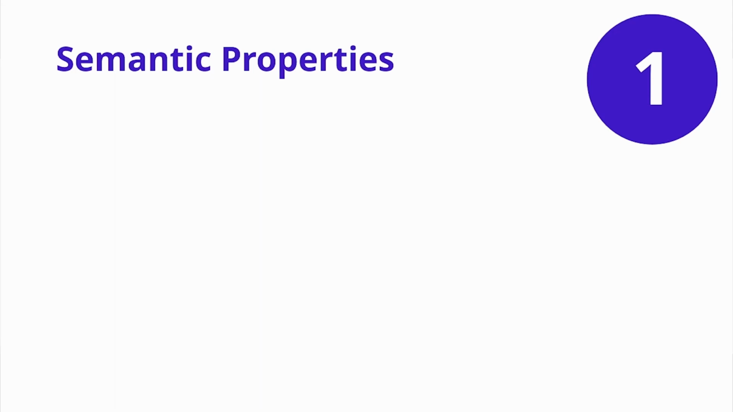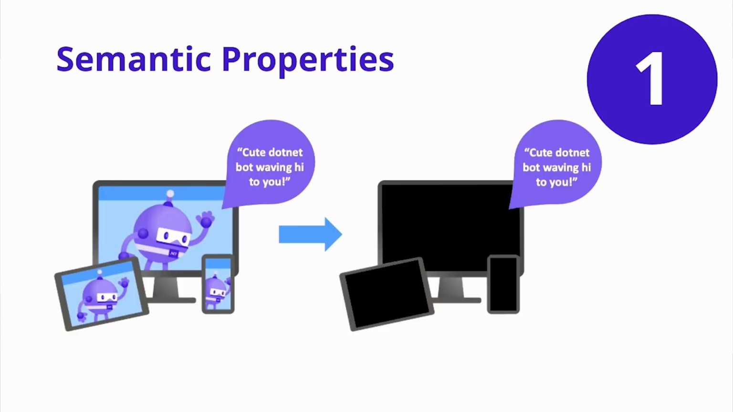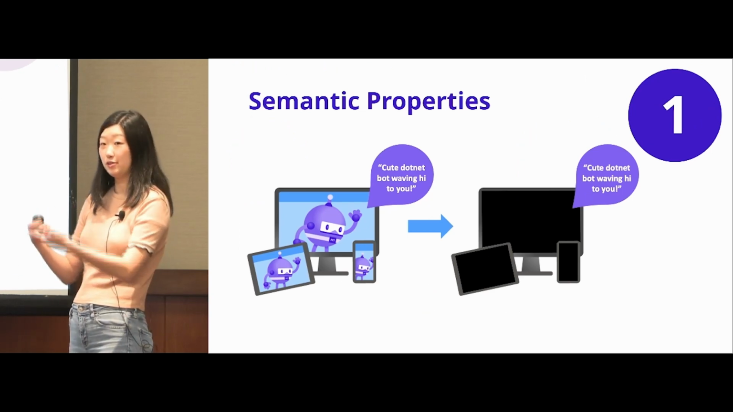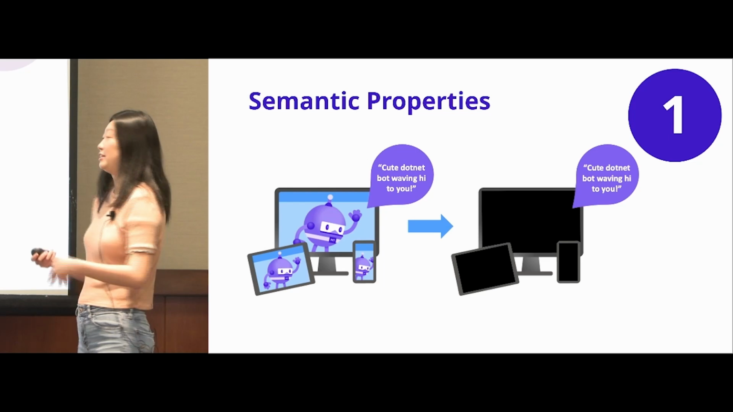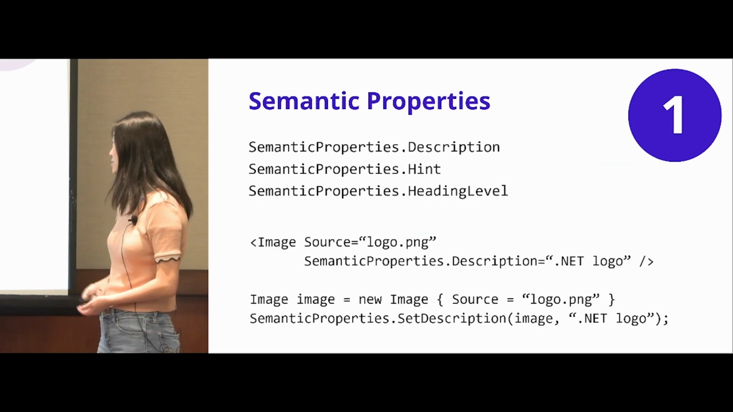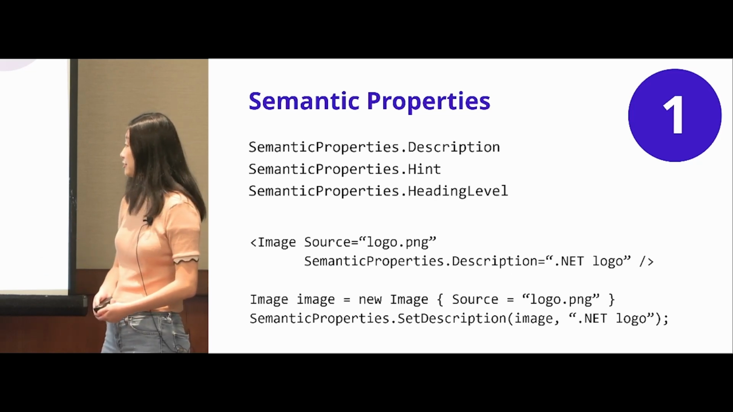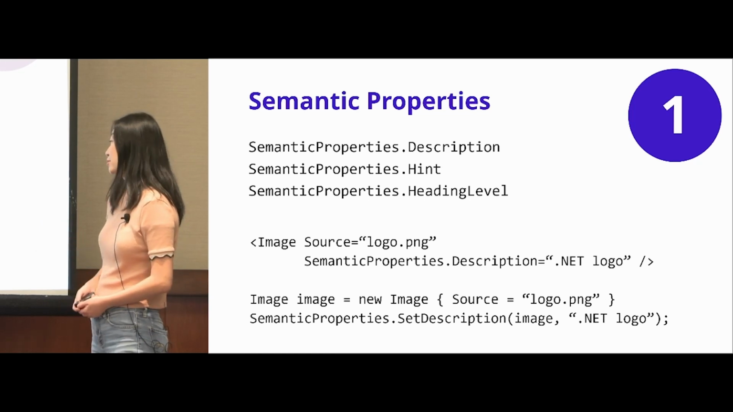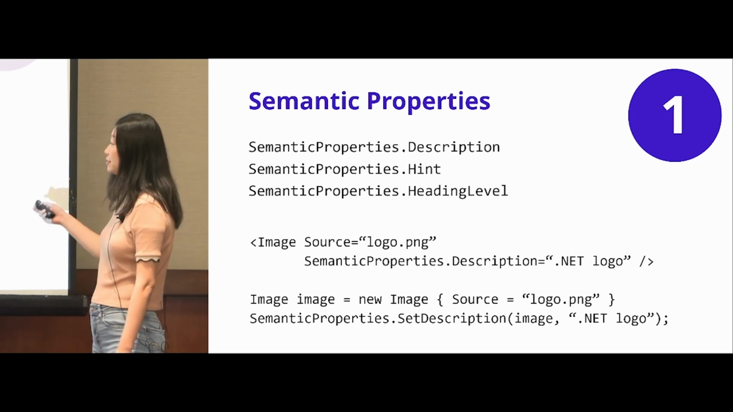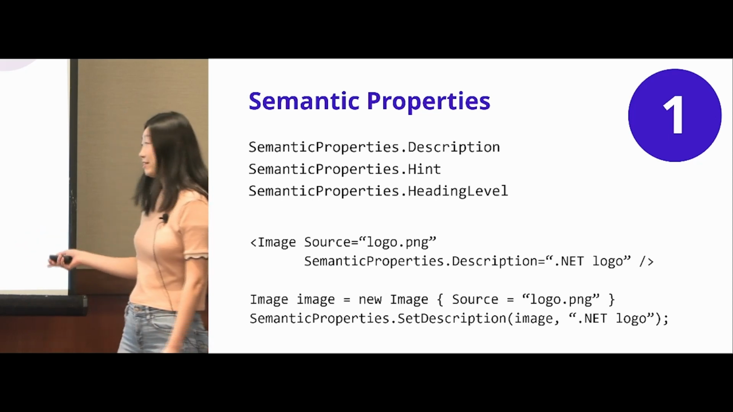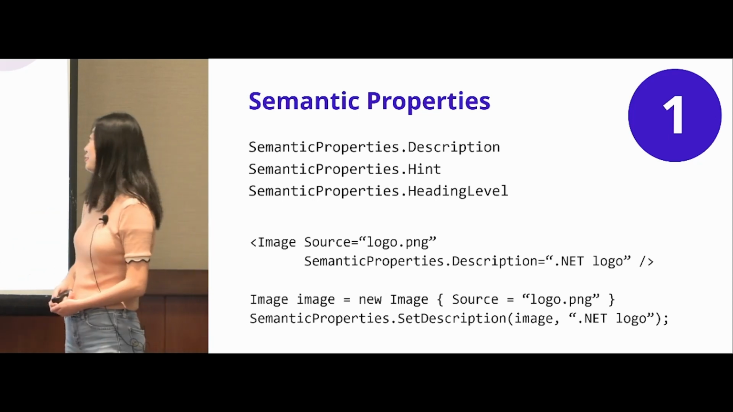But number one, semantic properties. We have a set of new APIs called semantic properties that allow developers to indicate what they want screen readers on their devices to read aloud. So whether or not you can actually see what is going on in your UI visually, you can hear the interface from the screen reader. The properties we have are SemanticProperties.Description, Hint, and HeadingLevel, and you can see here an example of how Description is being used either in your XAML code or in your C# code behind. You can very easily set the semantic properties, and I'll go more into this later.